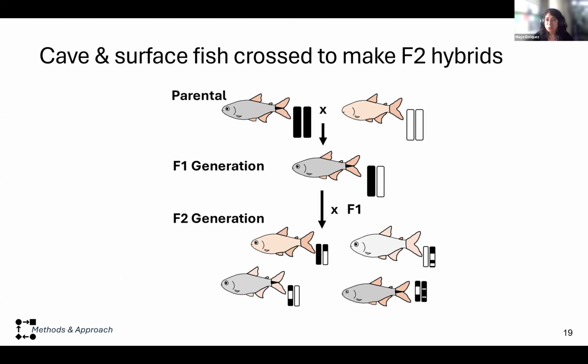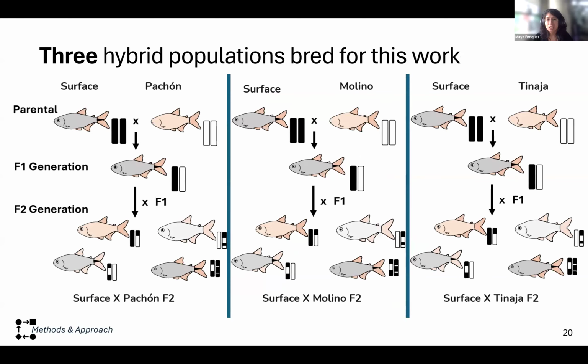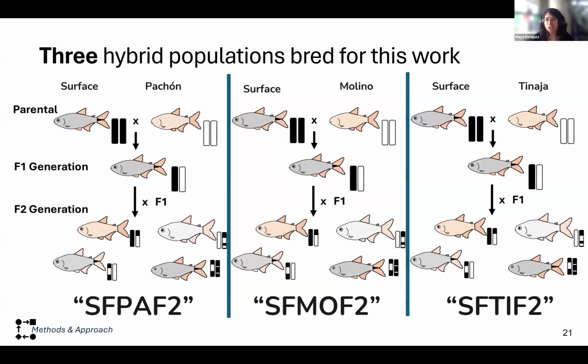Not only did we do this once, but we did this 3 times with 3 different cave populations, all bred to the same surface grandmother. We created a lot of hybrids, up to 901 in one population, and a total of 2,000 fish over these 3 different populations. And just for brevity, I'm going to be using acronyms to refer to these populations.